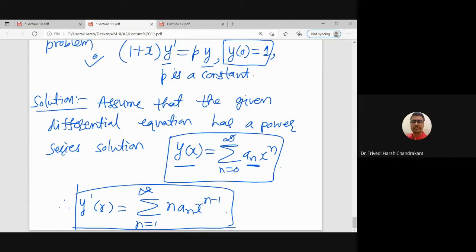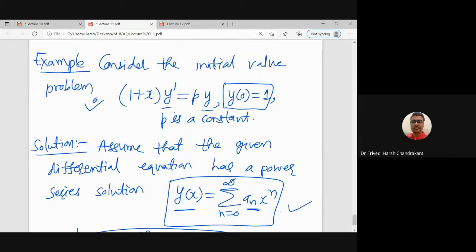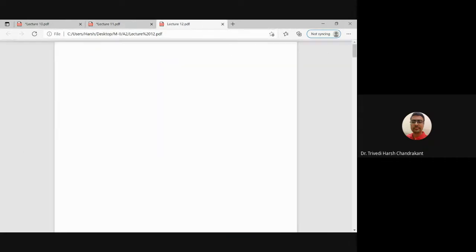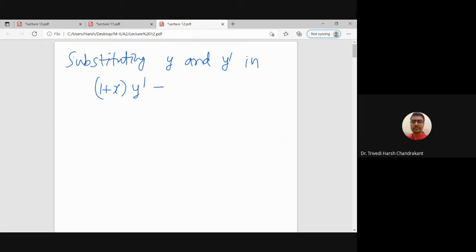So this is our y dash, this is our y. We'll substitute y and y dash in this equation, and then we'll find out the constant. So substituting y and y dash in the equation, 1 plus x y dash is equal to py. So what shall we get? We shall get 1 plus x times y dash.